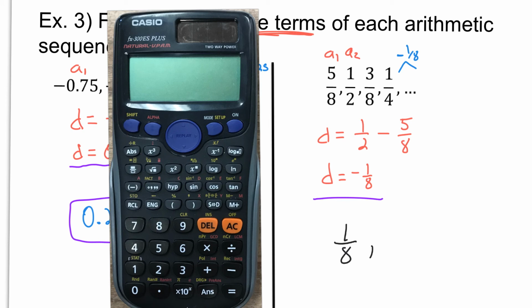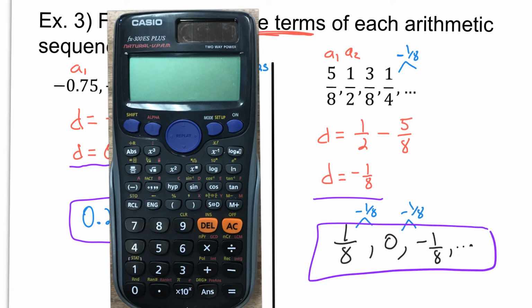So that's the next term. The next term, you guys actually have to subtract. So I'm going to put 1/8 minus 1/8. Remember, that's a common difference here, -1/8. So 1/8 minus 1/8, that equals 0. And the next one, you're going to subtract 0 minus 1/8. You guys can use the calculator if you want to. 0 minus 1/8 is -1/8. It keeps going and going and going. So my next three terms are right here as fractions.